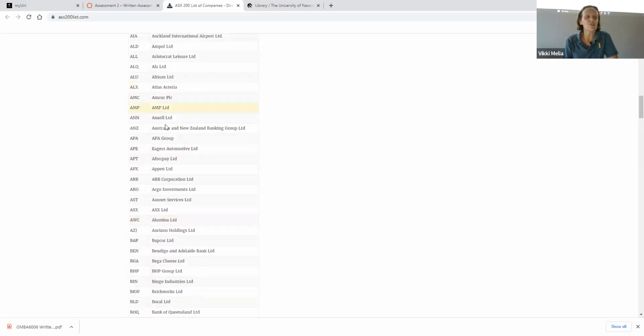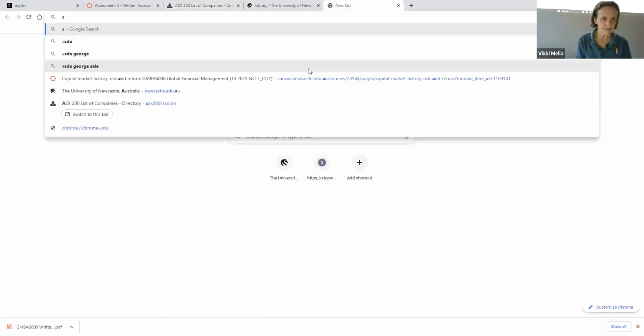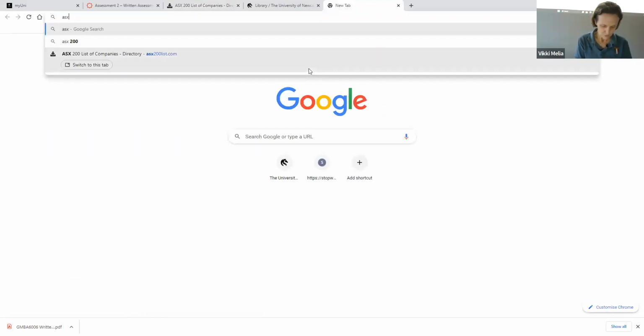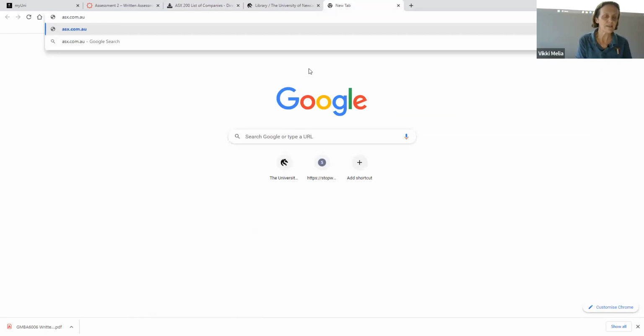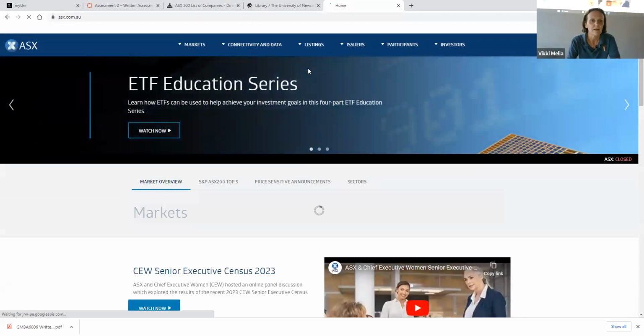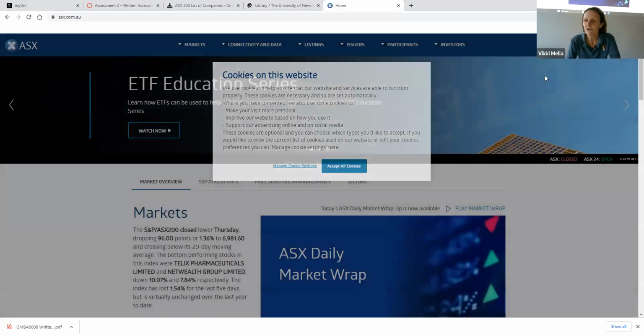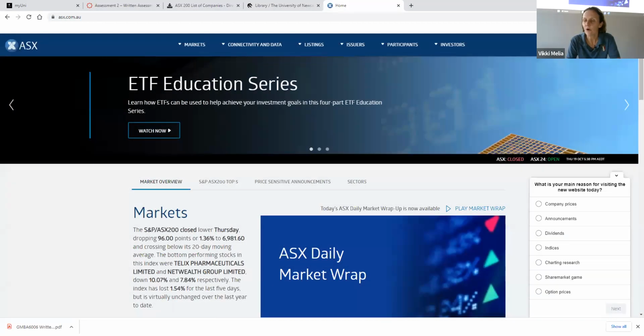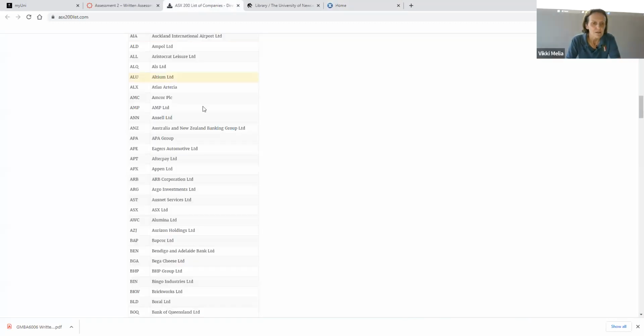And if you don't know what they do, you can have a look at what the company does. You can search up the company's code. If I go to asx.com.au, I can search any company's code on this website in the search box. So let's pretend I don't know what Afterpay does.